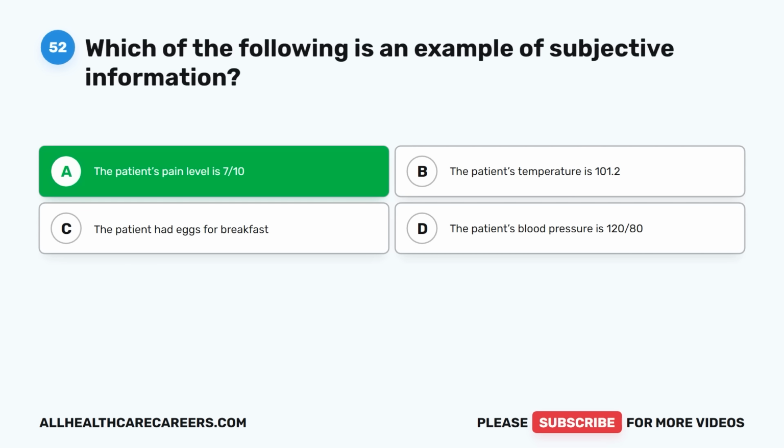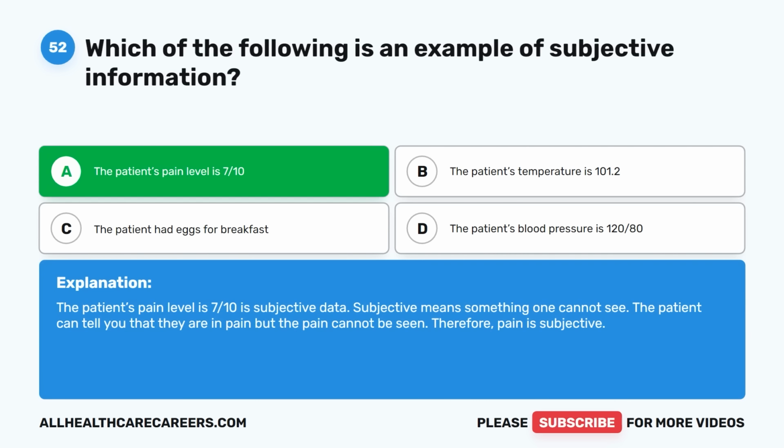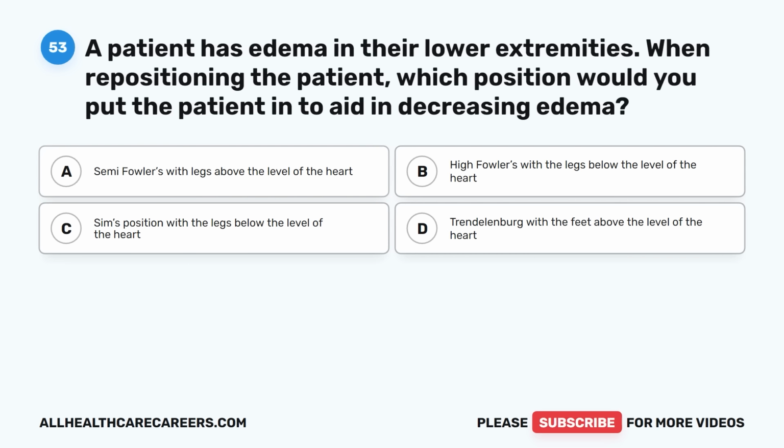The correct answer is A. The patient's pain level is 7/10. The patient's pain level is 7/10 is subjective data. Subjective means something one cannot see. The patient can tell you that they are in pain, but the pain cannot be seen. Therefore, pain is subjective.